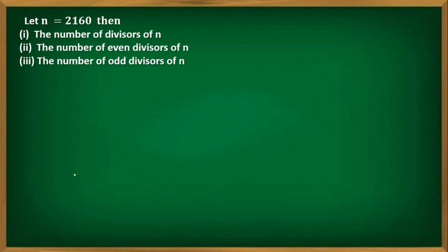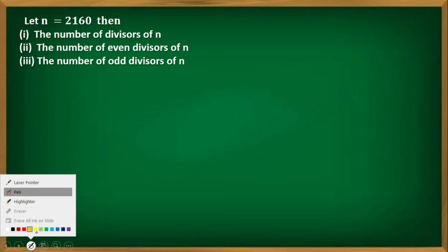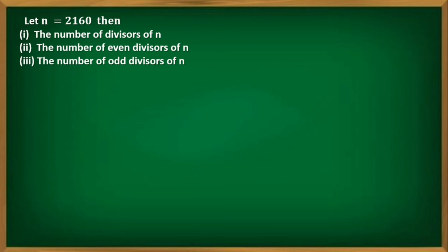So here we have n is equal to 2160. What is the question? The number of divisors of n we have to find out. The second question is the number of even divisors of n. What we have learned just now, we are going to do a problem on that, so that it will be clear for you, right? The third question is the number of odd divisors of n. So the number of divisors, the number of even divisors, as well as the number of odd divisors.